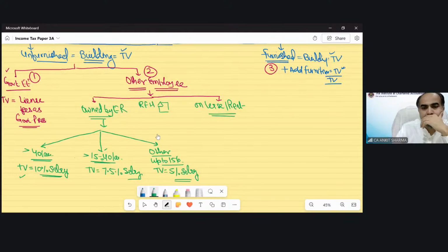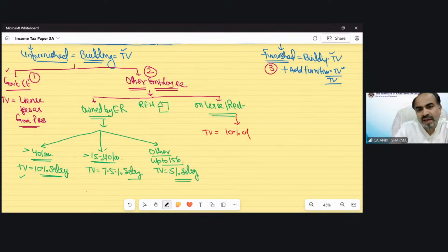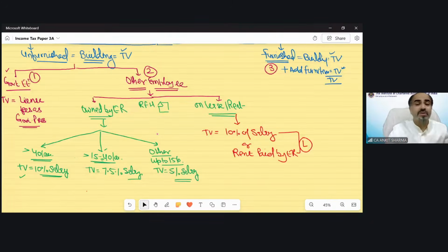If that property was on rent or lease by employer, in that case, the taxable value would be 10% of salary or rent paid by employer, whichever is lower. Generally, whichever is lower is exempted, but this is taxable value. The good news, when the property is on rent, then population does not matter. Always you need to take 10% of salary or rent paid by employer, which would be given in the question.